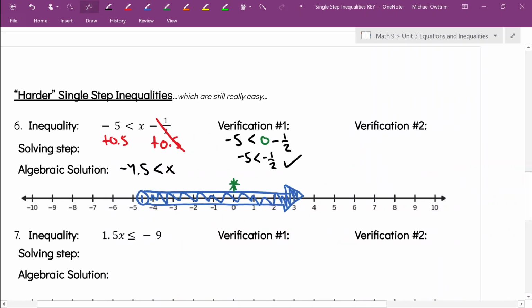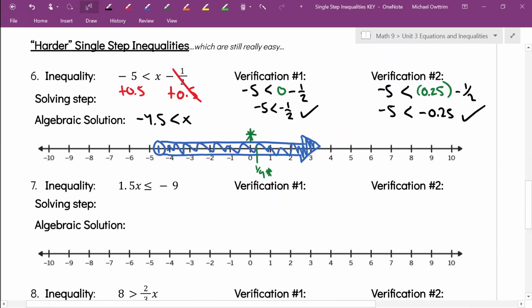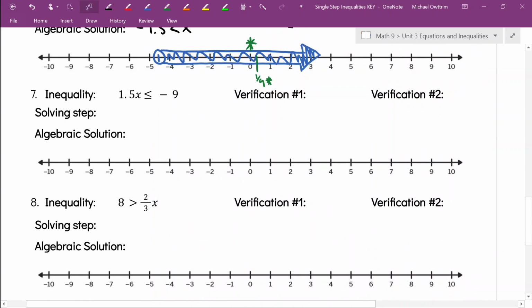And keep in mind, I could choose really any point here. So I could go ahead and choose maybe 1/4 or 0.25. And I could say that my negative 5, my original inequality, is less than 0.25 minus 1/2. And this would mean that negative 5 is less than negative 0.25, which again is a true statement. Obviously, the specific point that you choose to verify doesn't really matter. So if you didn't choose 1/4, I understand. That's all good, but just to show you that it does in fact work.